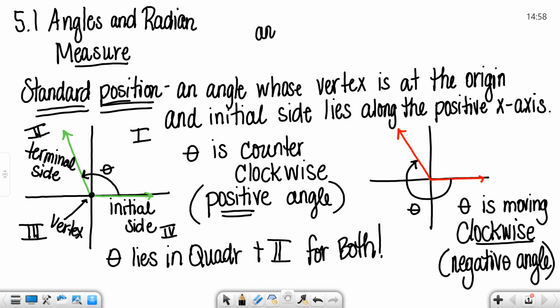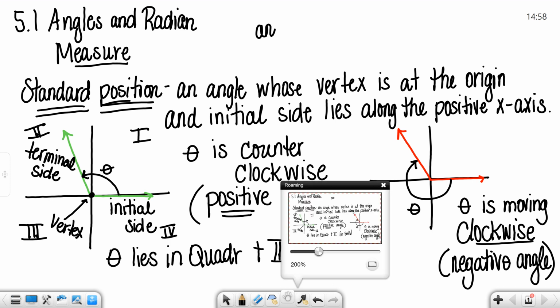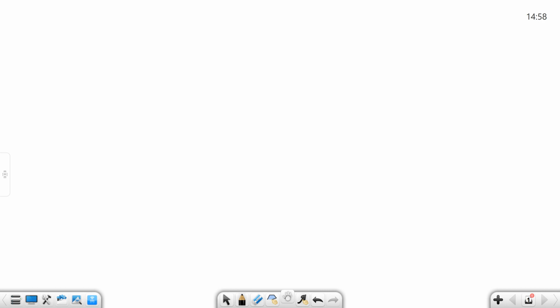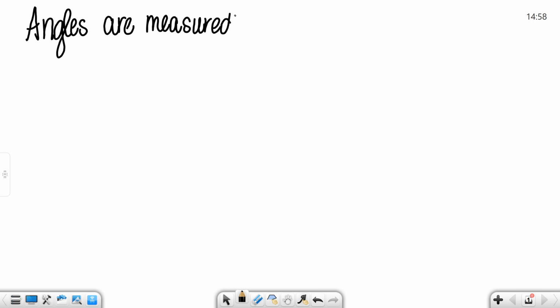Okay, let's move on a little bit. The easiest way for us to think about angles is that they can be measured in degrees, but they can also be measured in what's called radians. We'll focus first on degrees, and then we'll worry about radians. Angles are measured in degrees.